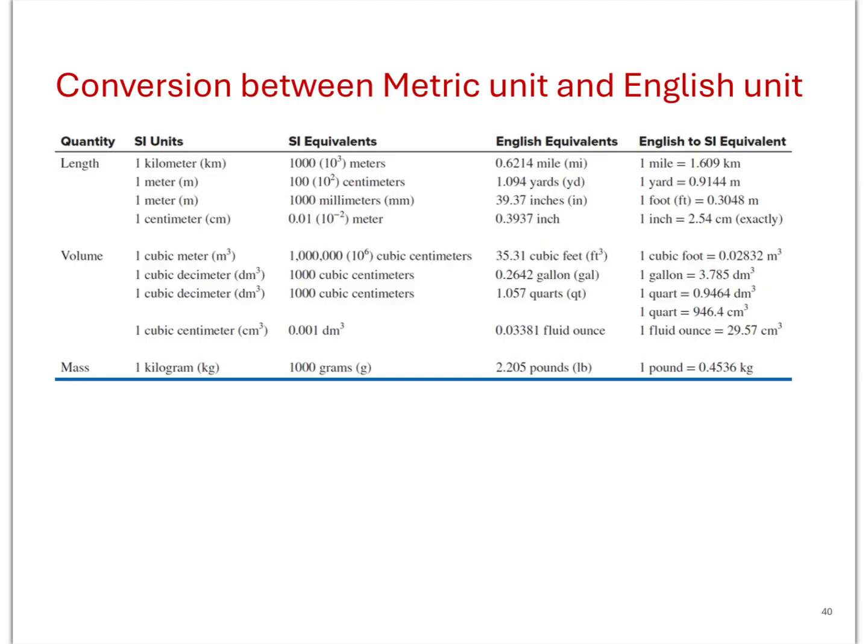for volume, besides using the cubic decimeter, the more frequently used unit is the liter. 1 cubic decimeter is equivalent to 1 liter. That also applies here: 1 cubic centimeter is 1 milliliter. These two units are interchangeable, especially when we measure liquid volume, where we are likely to use liter or milliliter instead of cubic decimeter or cubic centimeter.